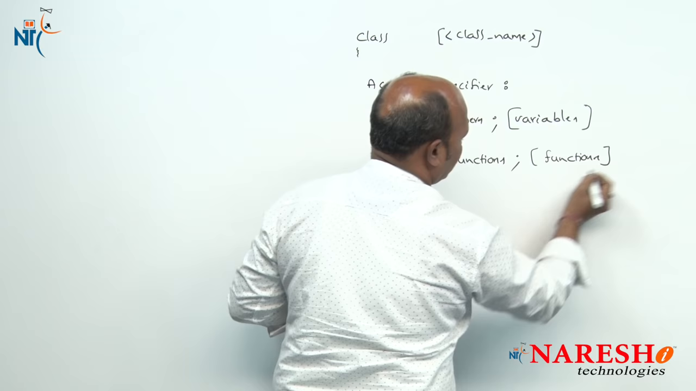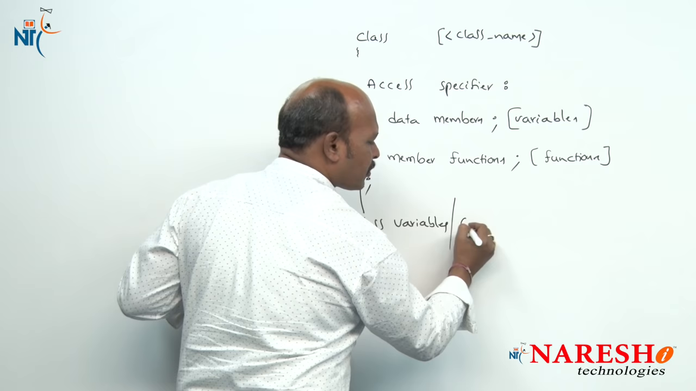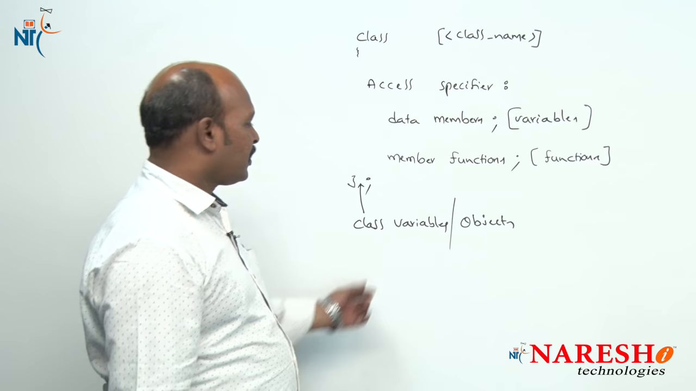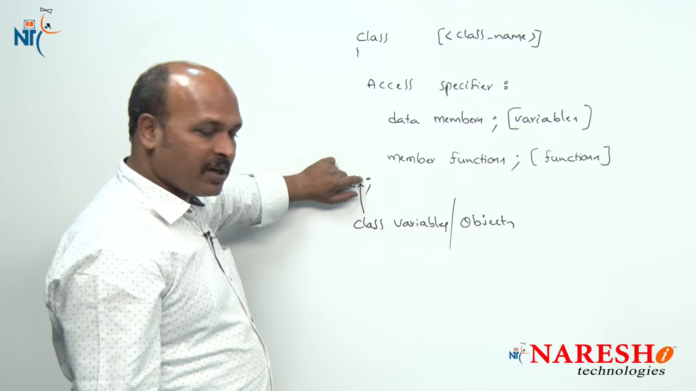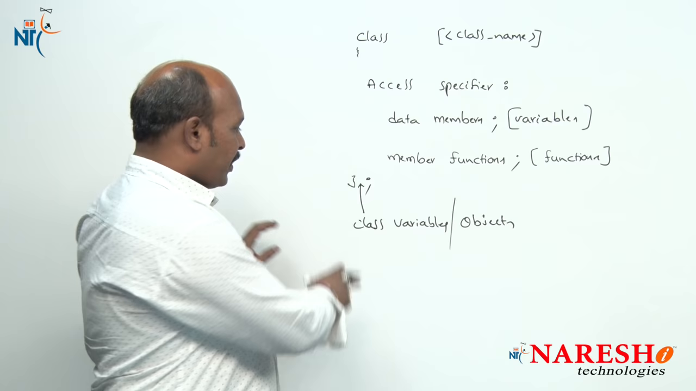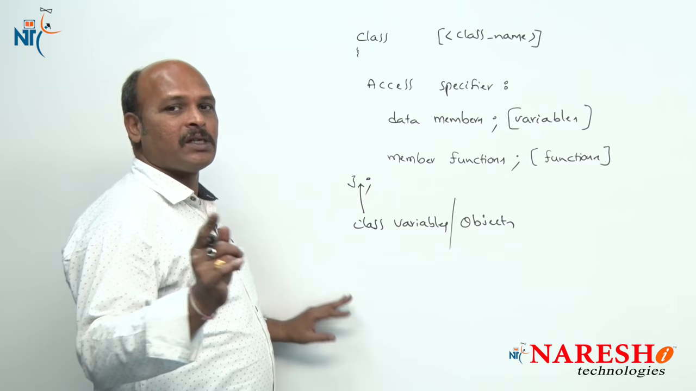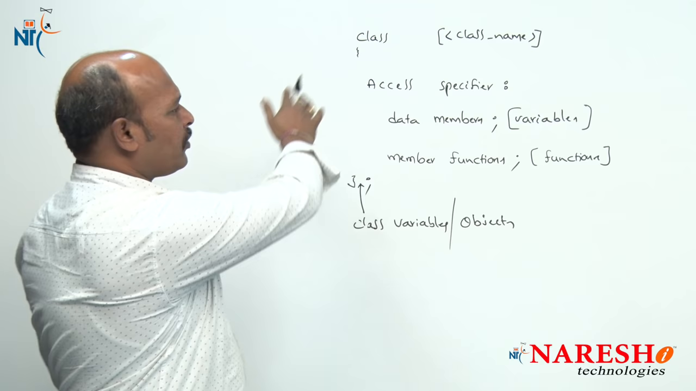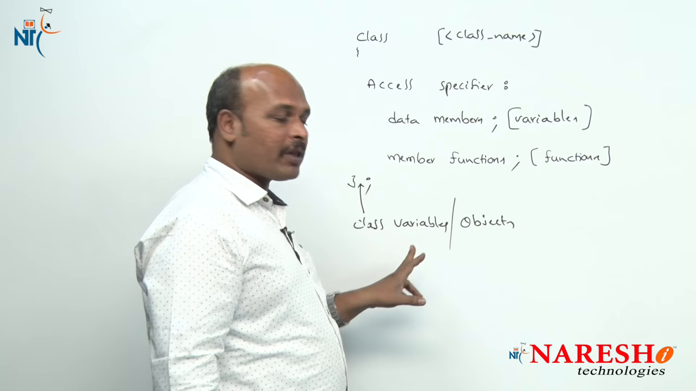Next is the class closing, and here one important thing is that we can declare the class variables, which are called objects. When the class variables or objects are declared immediately after the class, the class name is not required, it is purely optional. But whenever the class variables are not declared there, we have to declare them in some other place in the program, and then the class name is mandatory. And every class has to end with a semicolon. That is another important thing. This is the syntax of a class. Every class starts with the class keyword, and every class has a particular name. It is optional when the variables are declared immediately.